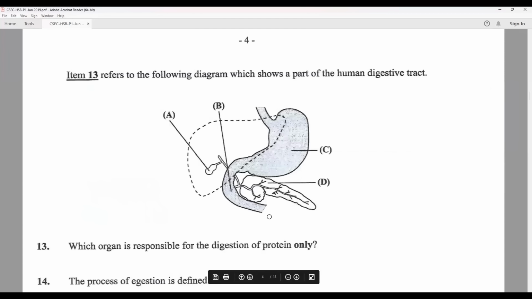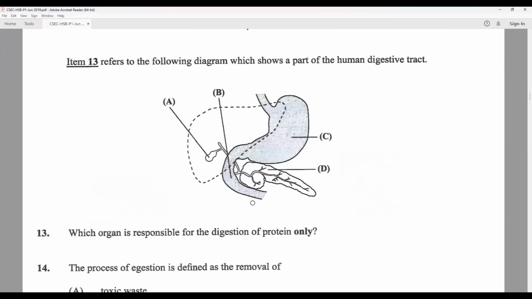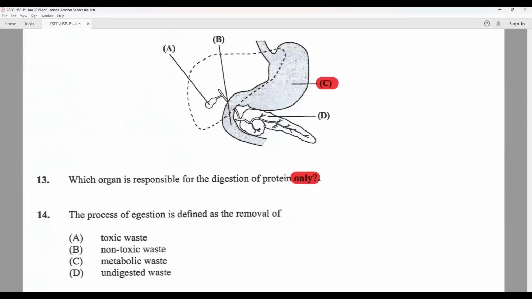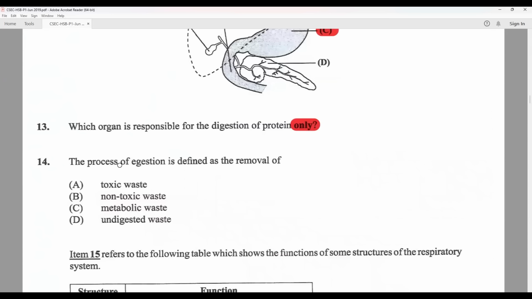Question 13 refers to the following diagram, which shows part of the human digestive tract. Which organ is responsible for the digestion of protein only? And protein digestion only, notice this only in bold letters, happens in the stomach. So C. Question 14, the process of egestion is defined as the removal of undigested waste.